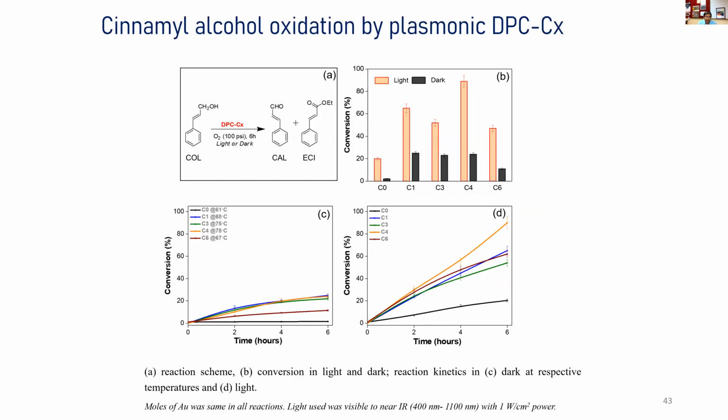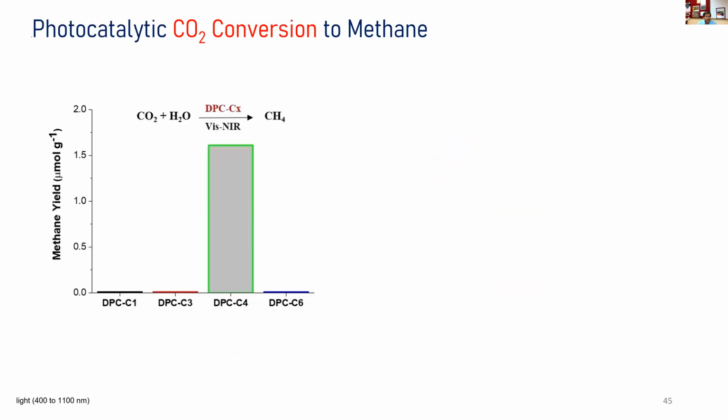Skip this part. Then we did the photocatalytic CO2 conversion to methane. It's CO2 plus water, and DPCCX is the dendritic plasmonic polydrosome, which is your black gold, and visible near-infrared is your sunlight. So black gold, sunlight, water, and CO2 give methane, around 1.5 micromole per gram. If I compare the same reaction with a normal gold particle, it is 10 times less. So we got around 10 times better catalytic activity of CO2 conversion to methane. That really indicates that the plasmonic coupling and black gold work better.